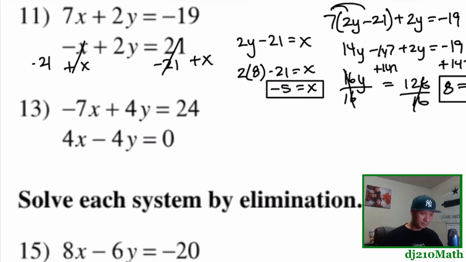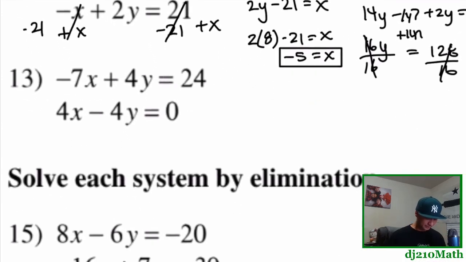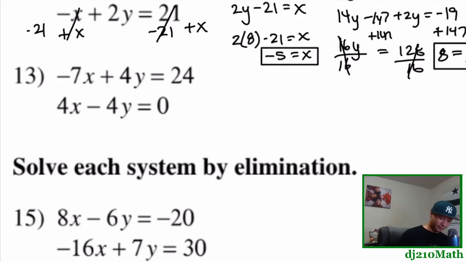We're cooking. Number 13. All right. I'm dividing everything by 4 now. So the 4s are going to cancel. I'm going to add y to both sides. So x is equal to positive y. Substitute that into the first equation. It doesn't matter which one we do. We do negative 7x plus 4x, because I'm substituting in y for x.